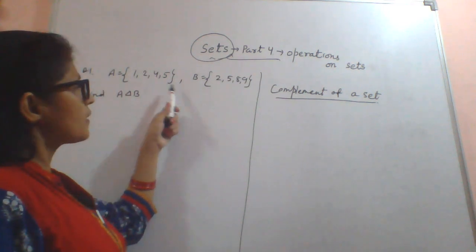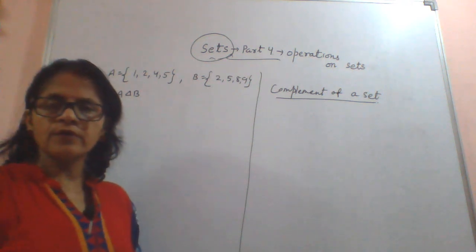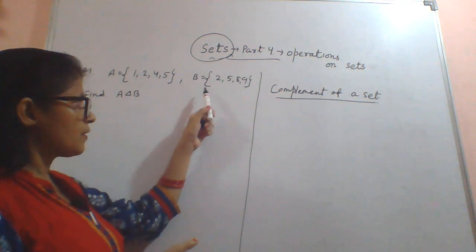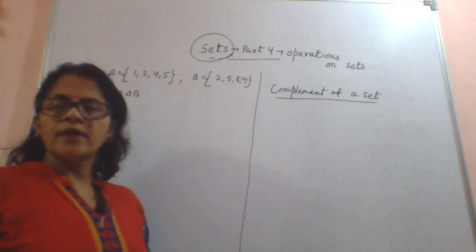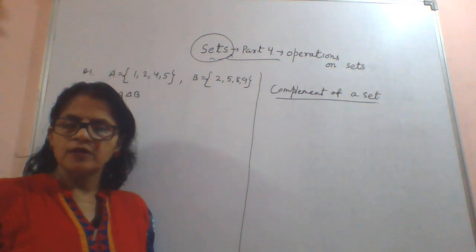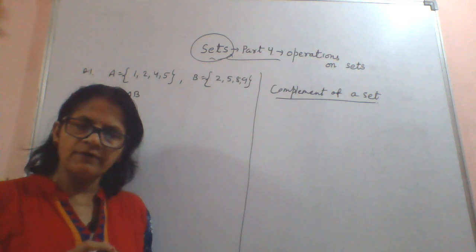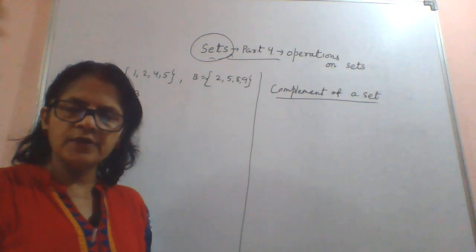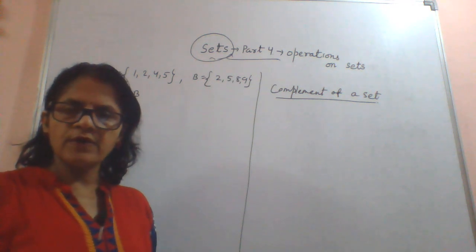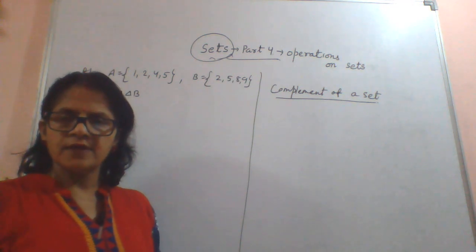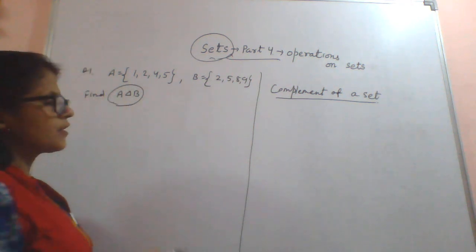So here I have taken two sets. Set A contains elements 1, 2, 4, 5. Set B contains 2, 5, 8, 9. Find A symmetric difference B. The purpose of taking this example is that whenever you find A symmetric difference B, it means you are finding A difference B and B difference A, and then you come to A symmetric difference B, right? So you have to find A symmetric difference B.